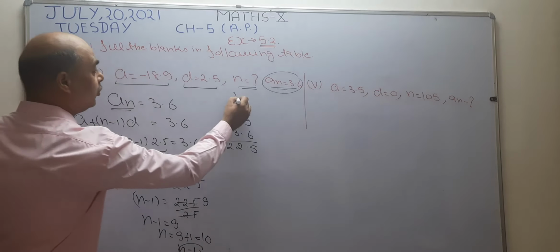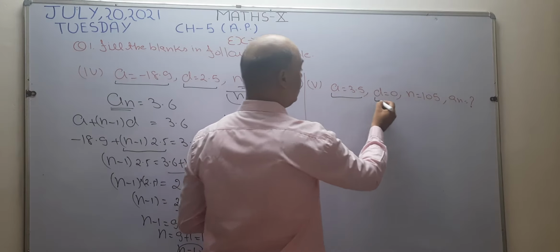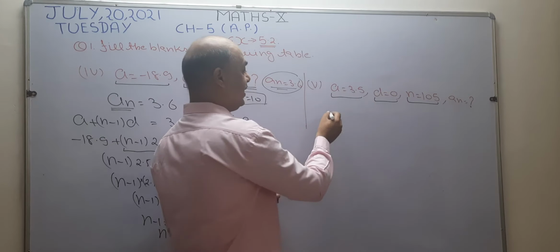Okay. Now I want to solve its last part. In the last part, first term is given, d is given, and n is also given. We have to find the value of nth term of AP.